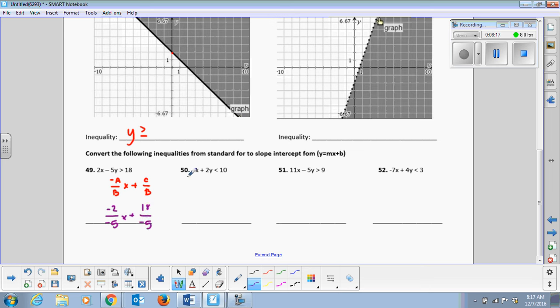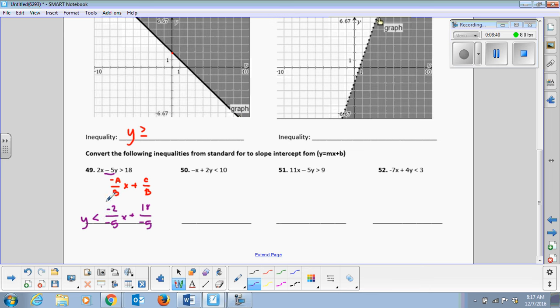Okay. The only thing that you have to remember is with inequalities, you have to know when to flip or keep this symbol. So remember, if your y is negative, so if your b is negative, that's when we flip this symbol. In this case, b is negative, so we should flip this. So it should be y less than, not greater than.